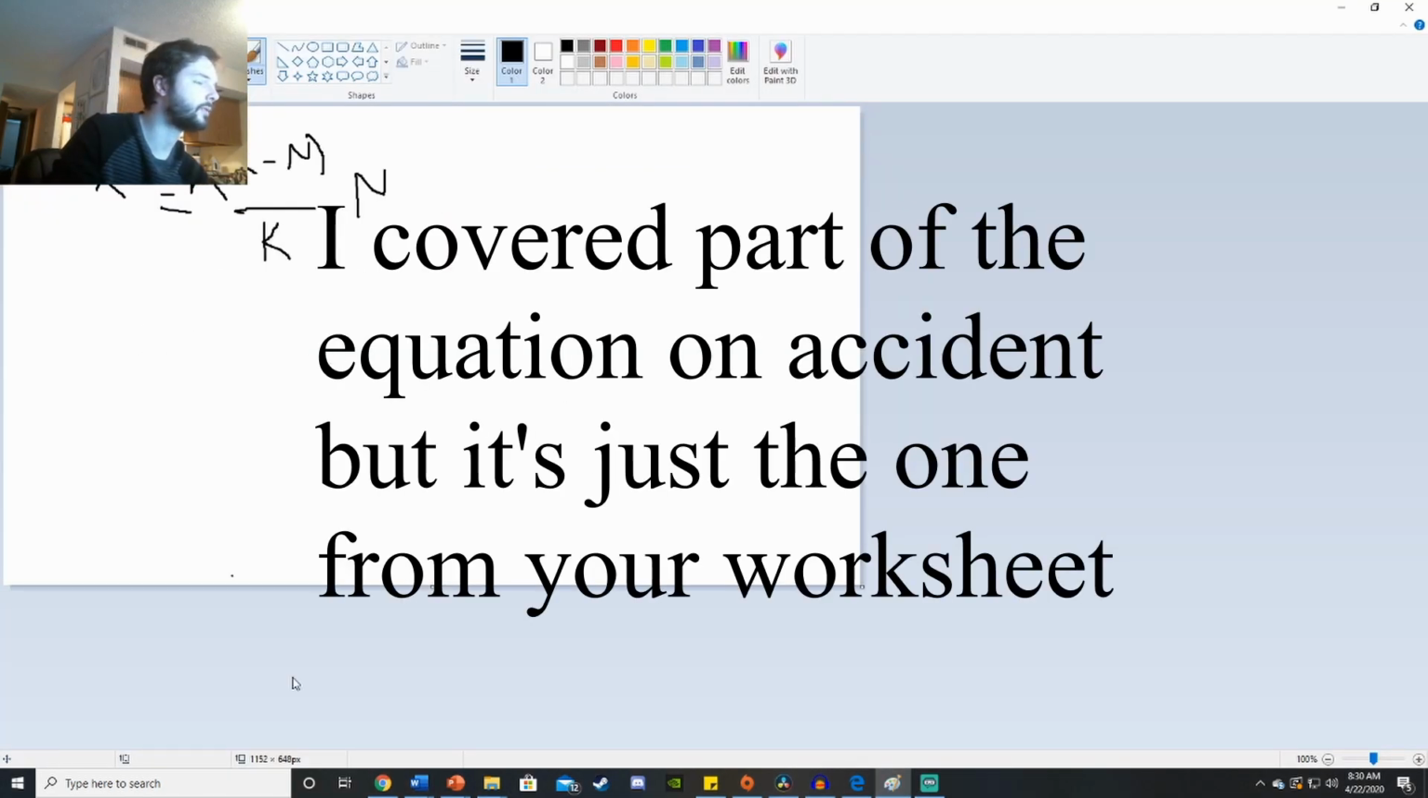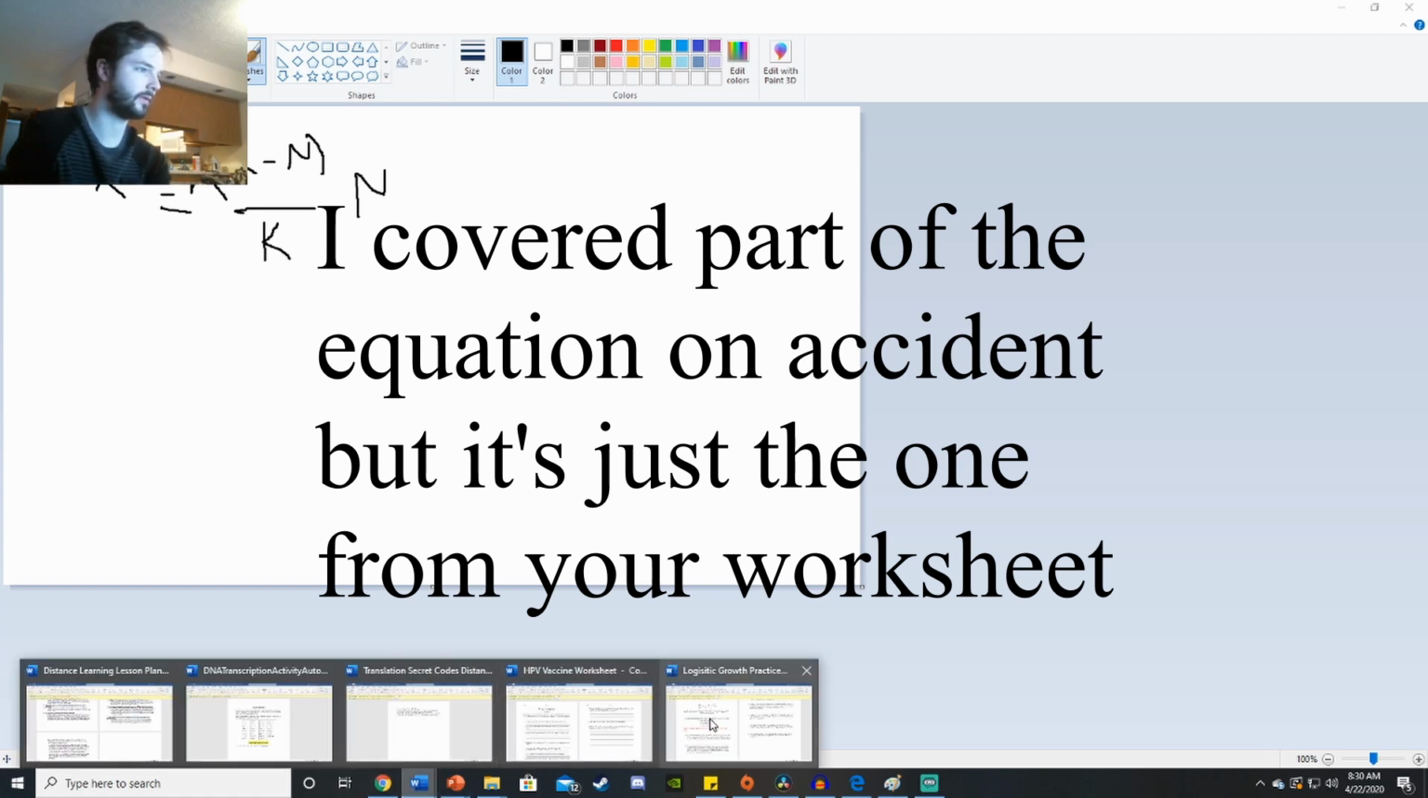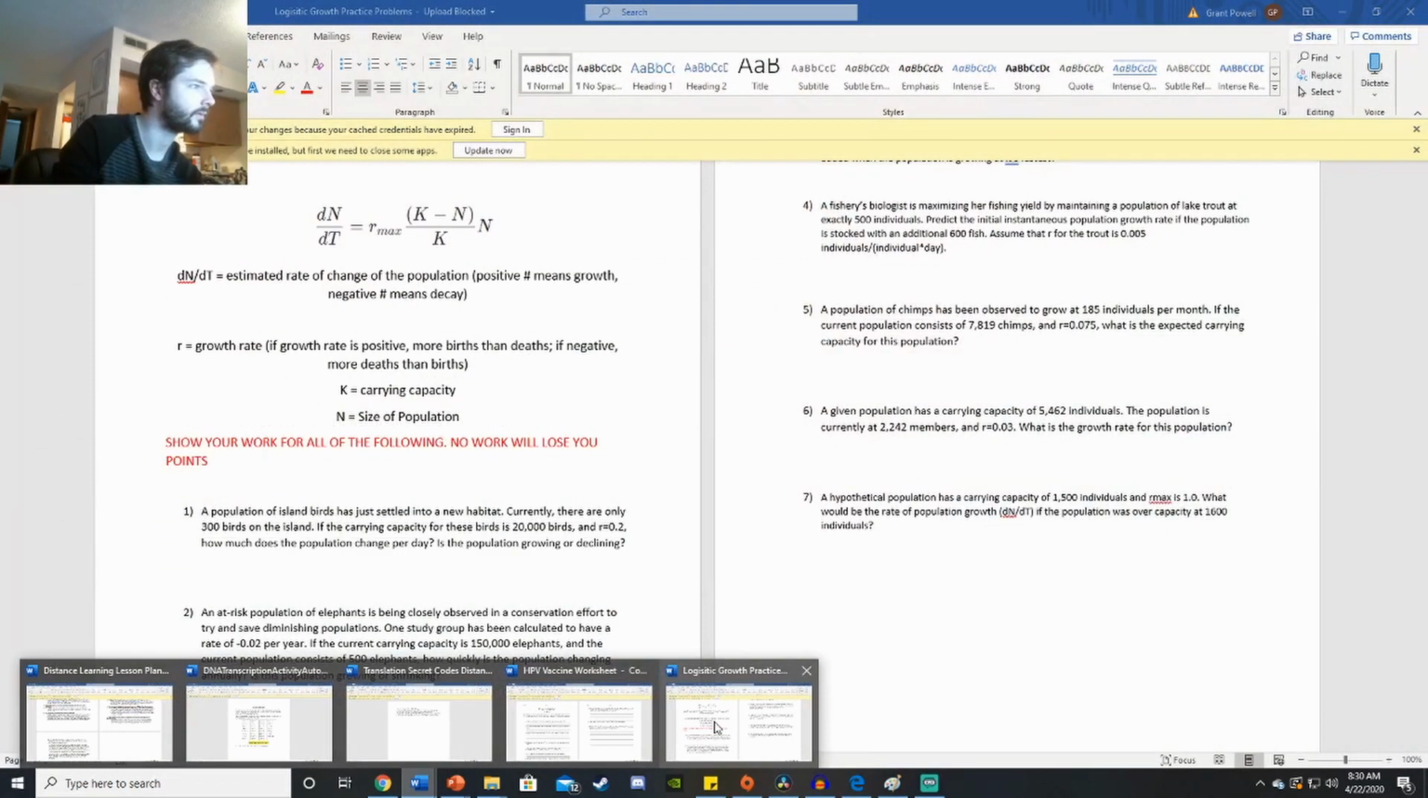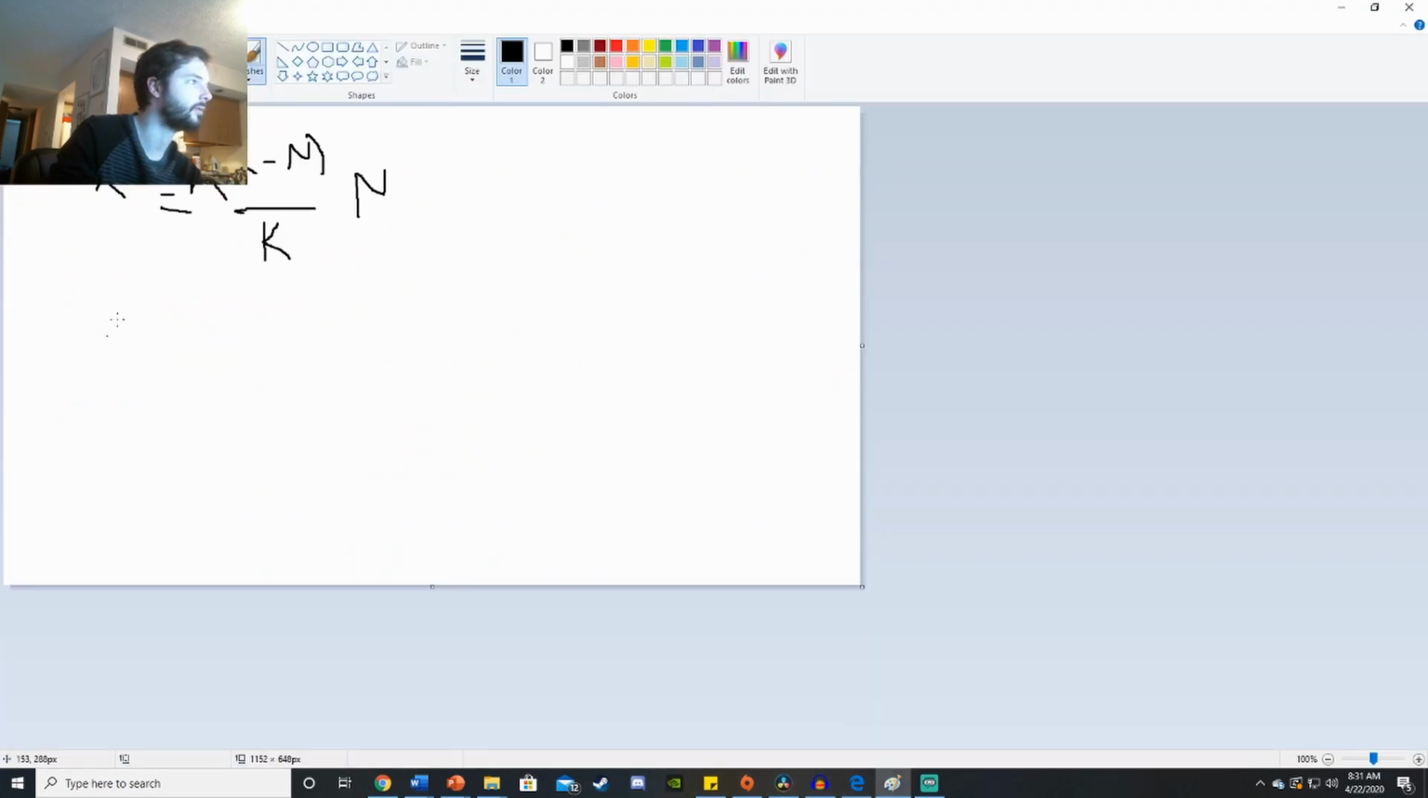R equals, what did I say it was? I forget, 0.1. It is 0.2. So for this one, we're going to do 0.2, I keep doing equals, it's not equals, we're multiplying. So K, the carrying capacity, was 20,000. Writing with a mouse is so hard. Sorry if this is not legible. Minus the current population, which is 300.